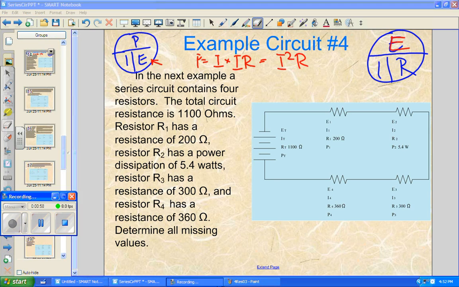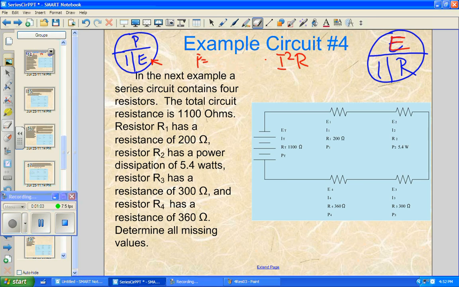We'll take out all this. I didn't even touch the board that did that. All right. So P is equal to I squared R. That's one of our derived formulas.